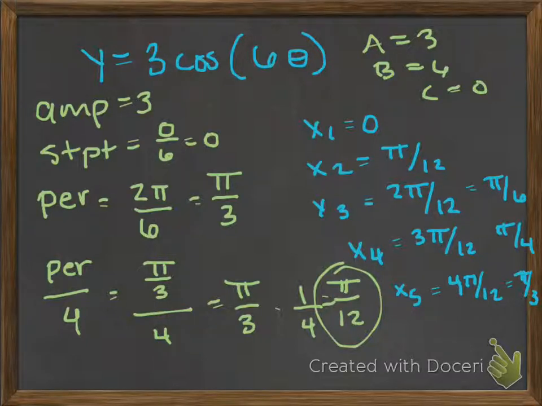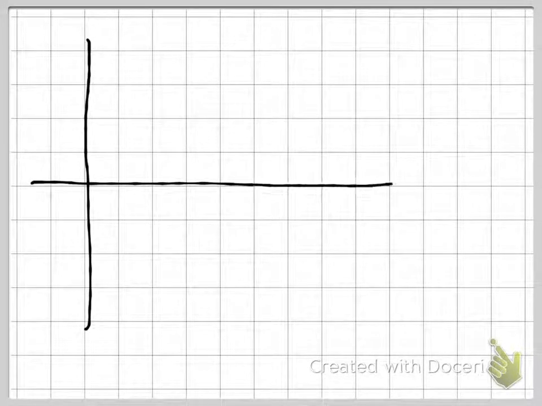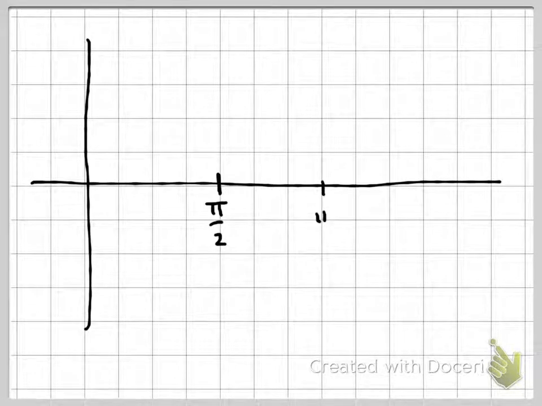So now when we create our picture, we're going to draw our xy axis, and we're going to make this one a little bit more spread out because the period is very small. The wave happens in a very, very short distance. So we're going to say that this right here is pi over 2, and over here is pi.